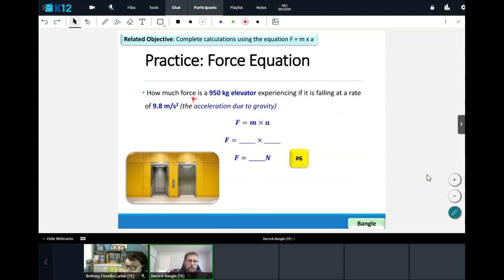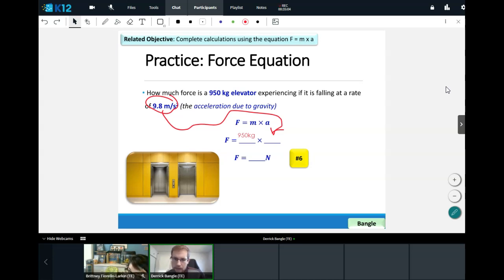Annotate it. How much force is a 950 kilogram elevator experiencing if it's falling at a rate of 9.8 meters per second squared? Remember, this is acceleration due to gravity. So we have our mass. So yes, we do have kilograms for mass, and then acceleration, we're going to have that be 9.8 meters per second squared. So we're going to put that over here for our acceleration, right? And then we're going to multiply those together, and then we're going to get our answer in newtons.